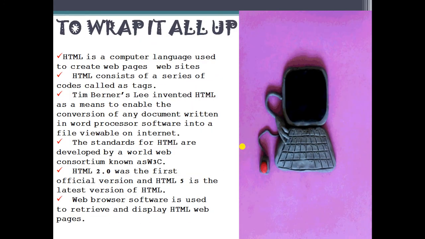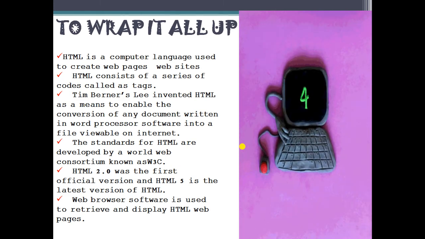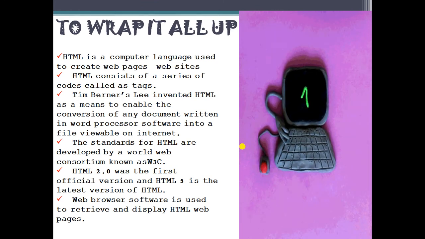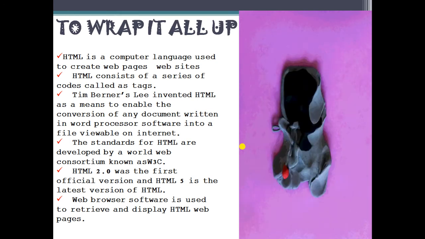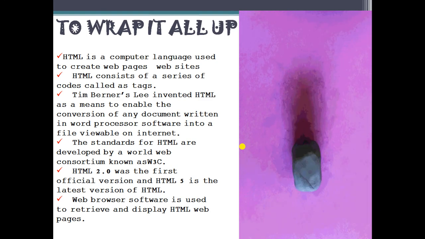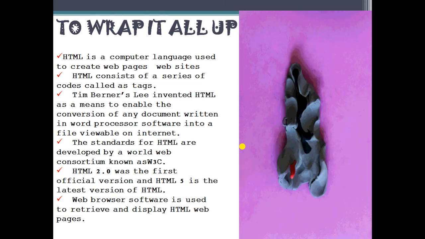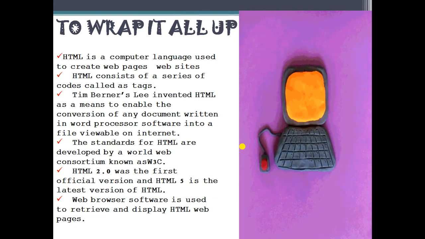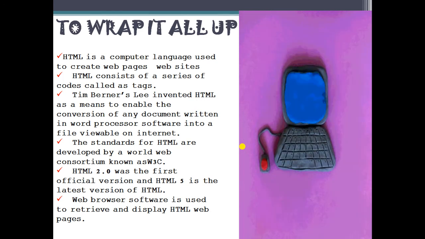Now to wrap it all, I am recapitulating everything what we have learned within this video. HTML is a computer language that is used to create web pages or websites. HTML consists of a series of codes that are called tags. Tim Berners-Lee is the person who invented HTML as well as W3C, and 2.0 was the first version and latest version is HTML5. And lastly, web browser software is used to retrieve and display HTML web pages.